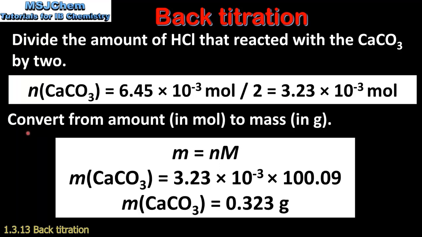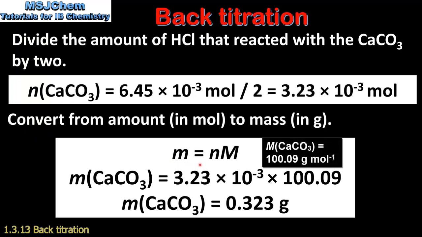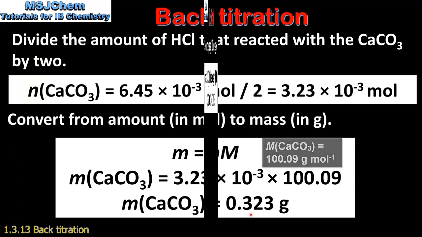The final step is to convert from amount in moles to mass in grams. So we use the equation mass equals amount in moles multiplied by molar mass. When we multiply these two together, we get a mass of calcium carbonate in the eggshell of 0.323 grams.